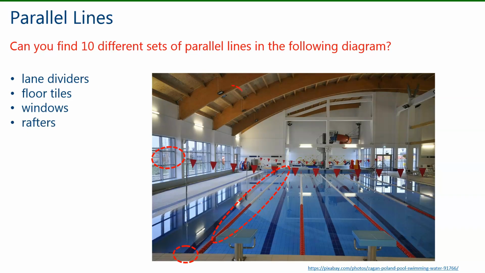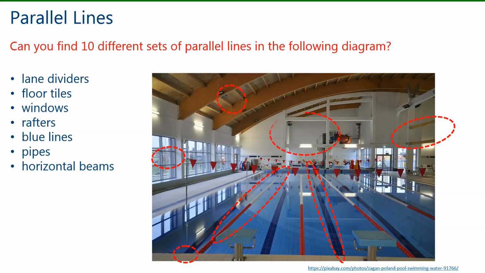In the rafters, right here we see parallel lines. Inside the pool, the blue lines on the bottom are parallel to each other. The pipes over on the right-hand side here are parallel. In the back of the picture, we have horizontal beams in this direction, and we have vertical beams in this direction. We have the diving stand right here, which would have parallel lines on the top edge and the bottom edge. And finally, the door frame in the back of the picture has vertical parallel lines.